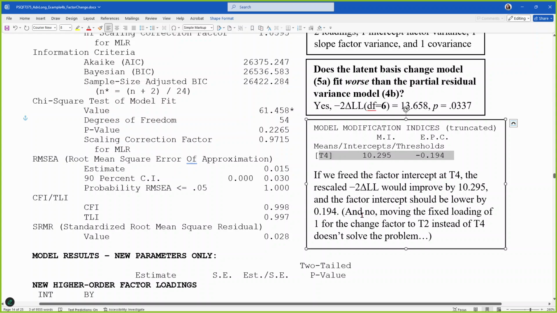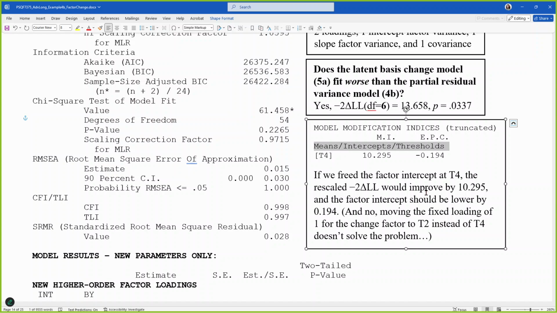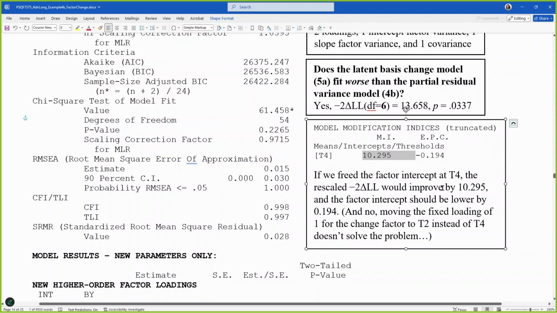So modification indices that are relevant with respect to the constraints that we've placed, it's the mean at T4. And note that it doesn't even help you. The label of this is mean interceptor threshold. You figure out which one it is. It's the intercept. So this tells me that if we allowed the intercept for our outcome at time 4 to be estimated rather than fixed to 0, the chi-square would improve by 10, and it would take on this value. So in other words, the change in fit was about 13. 10 of that is because of this one problem. So I think this is something we should probably pay attention to.